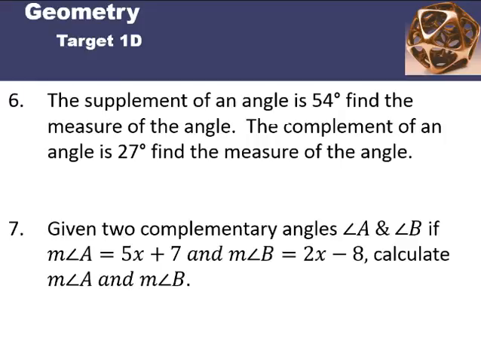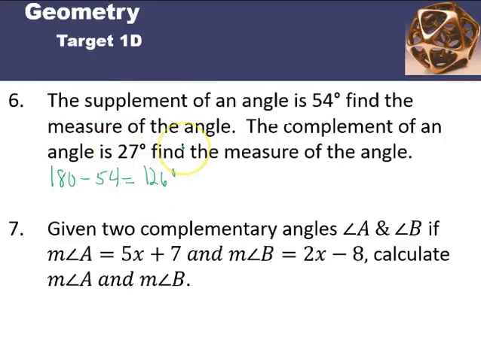So number 6, we're given the supplemental angle is 54. We have to find the measure of the angle. So remember, supplementary angles add up to 180. So I'm going to say 180 minus 54 to find the supplement, or the measure of the angle. So 6 gets me to 60. So what, 126, I believe?